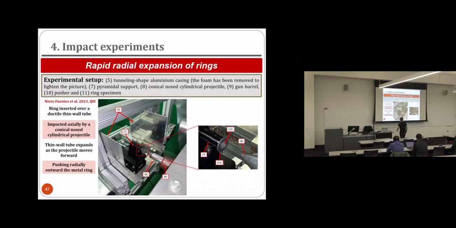And then what we did was to use the configuration for the expansion of tubes, and we put the ring that we want to expand over the tube. So now the conical projectile penetrates the tube, which is made of a very ductile material. The tube expands, it pushes the ring, and then the ring fragments, because the tube is like a pusher, way more ductile than the rings that we are testing. Here you can see again the projectile, and this is now the ring, inserted over the ductile thin wall tube.